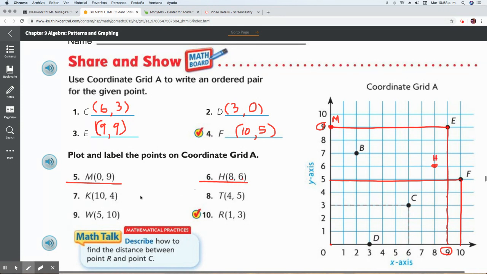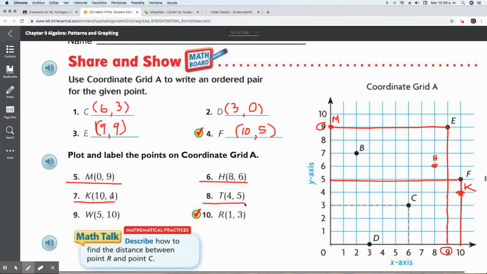For number 7, letter K, 10 steps to the right, 4 steps up. 1, 2, 3, 4, 5, 6, 7, 8, 9, 10 steps. And then 4. 1, 2, 3, 4. So letter K would be right here. Plot a point and label it with the letter K.